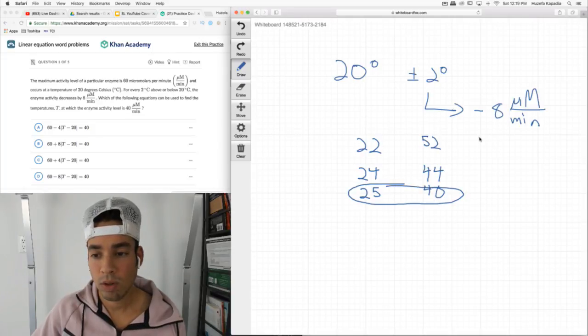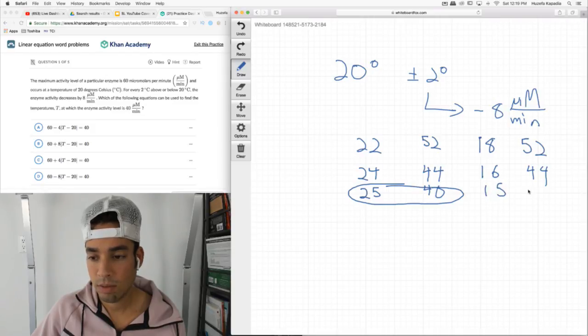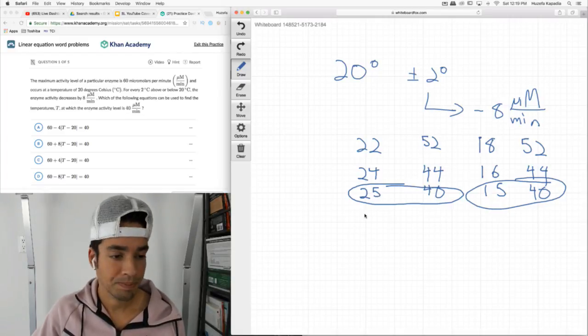The other way this will go is if we're at 20 and we drop to 18, same thing, it's still going to drop by 8. Whether it goes up or down, it drops by 8. So then we're at 52. At 16, same thing, we're at 44. And then at 15, we are at 40. So these are the 2 points where, when we hit these different temperatures, we're going to equal 40.